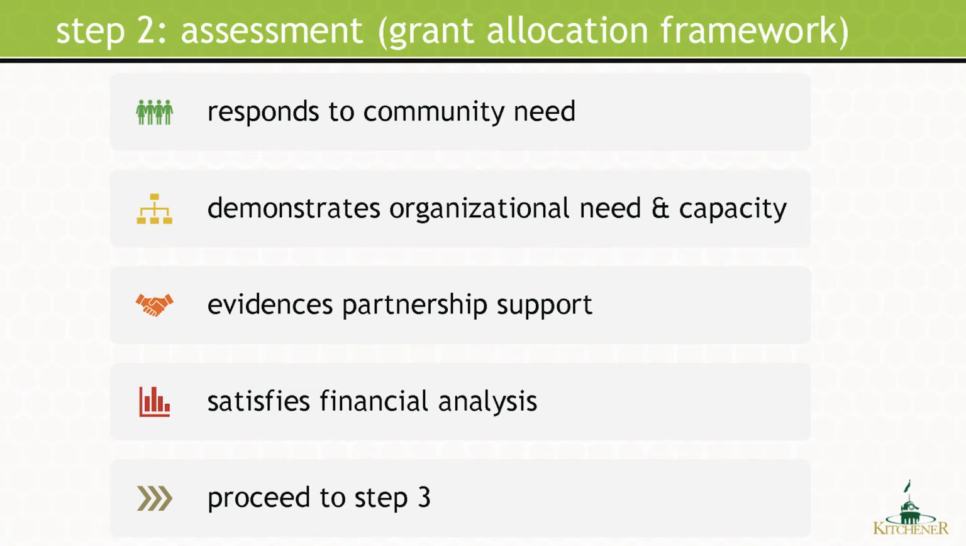There's a link in the application form that provides more information about these 4 traits. They're called the Tier 2 Grant Allocation Framework. We suggest you click on that link and read the information provided before you complete the application.